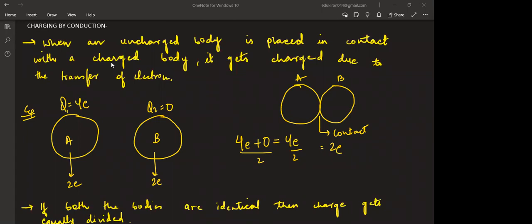That is the case when the bodies are not identical. Like if a sphere of radius 2 meter and another sphere of radius 4 meter are placed in contact, then charge transfers can be unequal. If bodies are identical, charge will get equally divided.